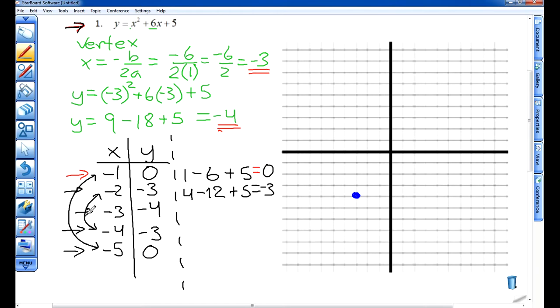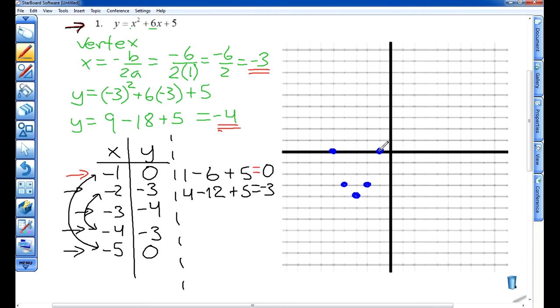So I'm going to go ahead and plot these points. So negative 1, 0 is this point right here. We've got negative 2, negative 3, which is this point here. We already have our vertex of negative 3, negative 4. The next point is negative 4, negative 3, which is a nice mirror image of the point on the other side of the vertex. And lastly, we have negative 5, 0, which again is a nice mirror image of the other point on the other side of the vertex.